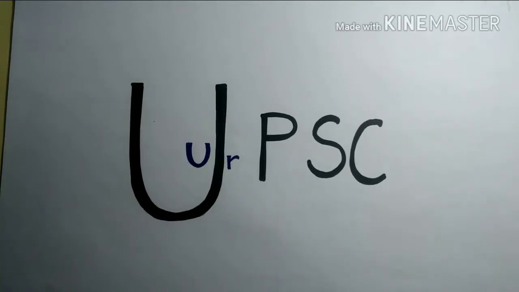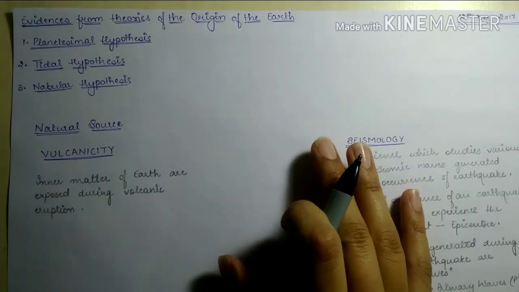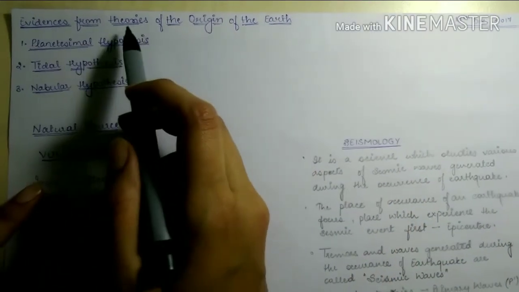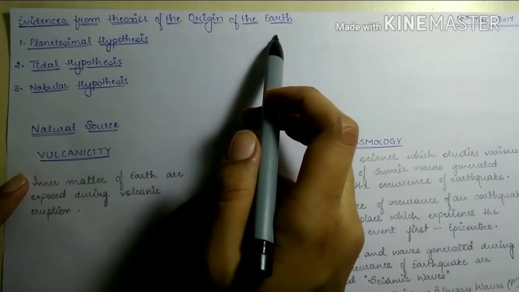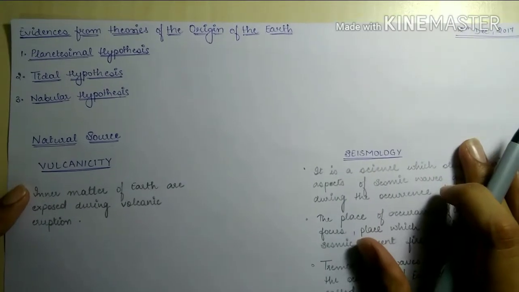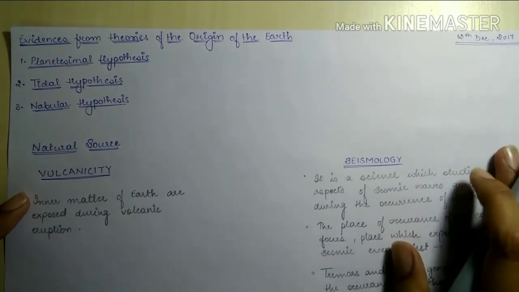Hello friends, welcome back to your UPSC, and today we will start with part 2 of our lecture, that is constitution of Earth's interior, and we will cover the last two sources. The next two sources are, first, evidences from the theories of origin of Earth, and the next is natural sources. So first we will cover the evidences from the theories of origin of Earth.